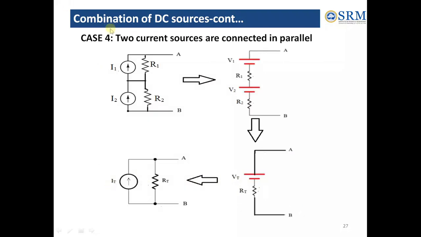Similarly, in the other case, if current sources are connected in parallel, we can't find the total current or resistance immediately. We have to convert into the other source. The current source has to be converted into a voltage source in series with the resistance. This parallel combination has to be made a series one. Then we have to find the overall value. Hope you understood. Thank you.